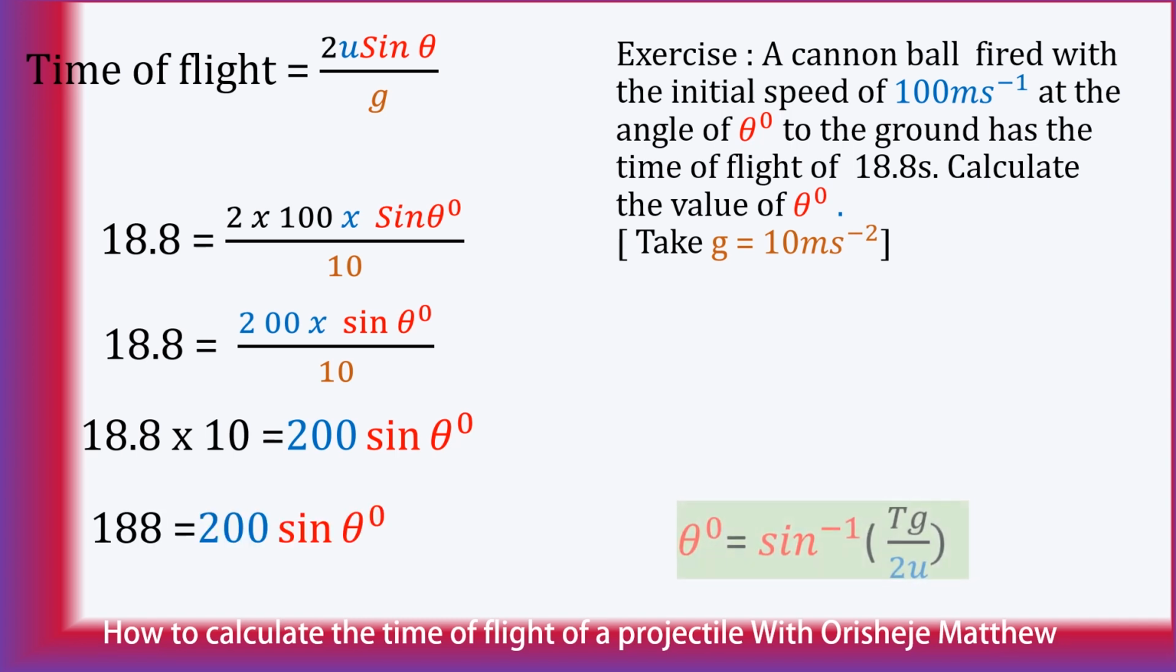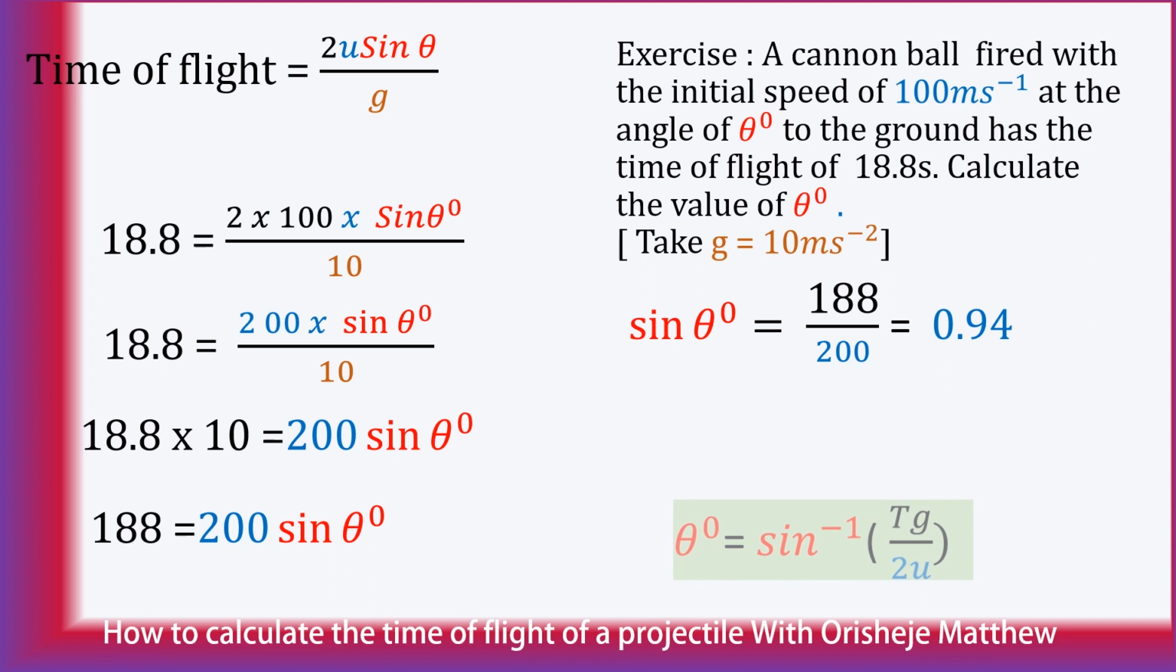So now 18.8 times 10 will give me 188, equals 200 sine theta. So let's make sine theta the subject of the formula. Divide 188 by 200. That will give me 0.94. So the sine of an angle is equal to 0.94.